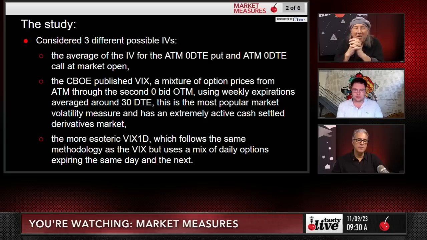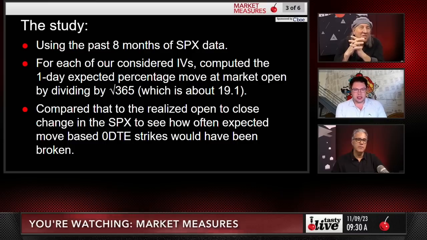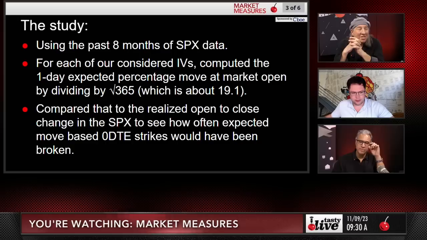Okay, let's go to the next slide, Beth. So we did a study. We used the past 8 months of SPX data for each of our considered implied volatilities. We computed the one-day expected percentage move at market open by dividing by the square root of 365, which is about 19.1, the number we've always used on the network. We compared that to the realized open-to-close change in the SPX to see how often expected-move-based 0DT strikes would have been broken.